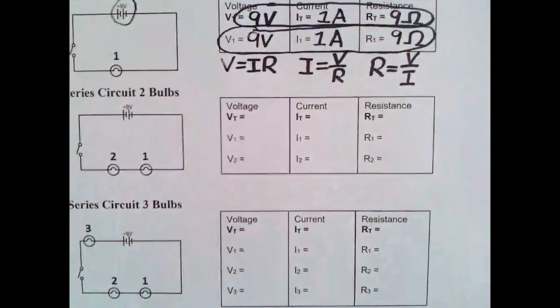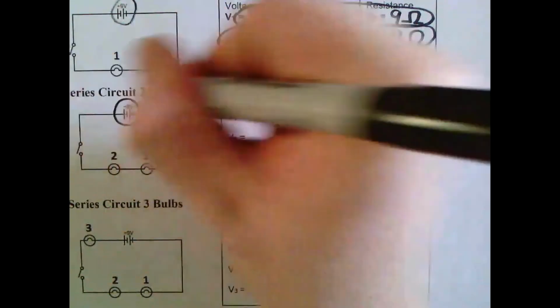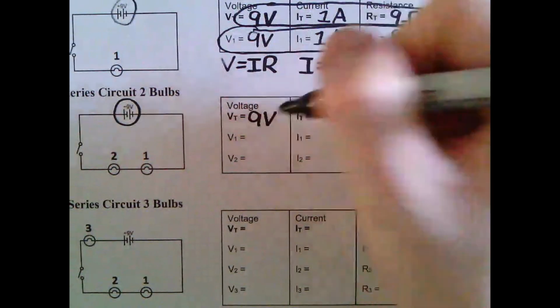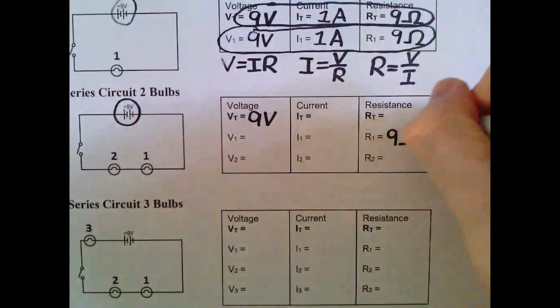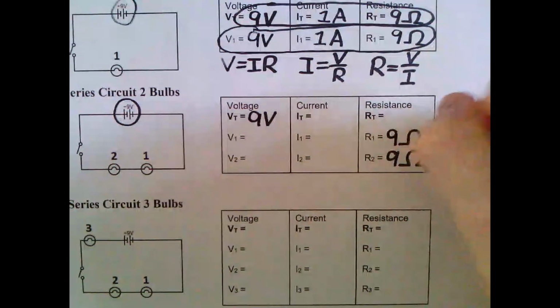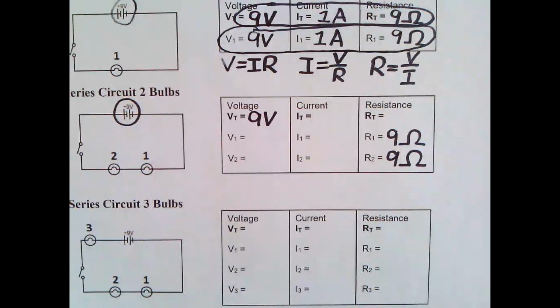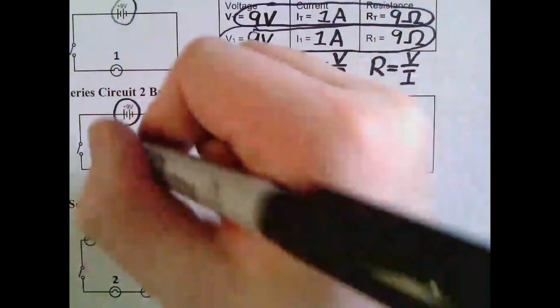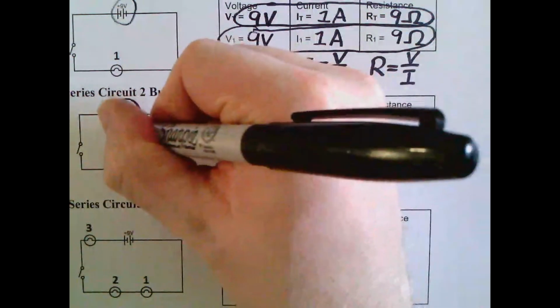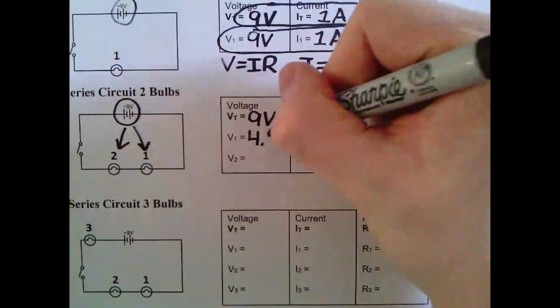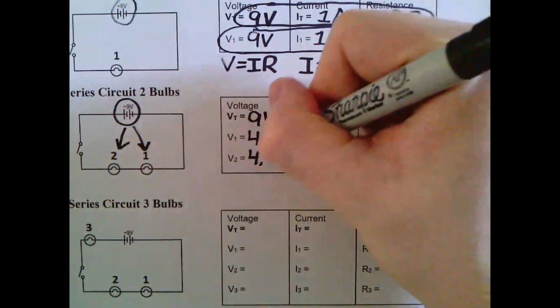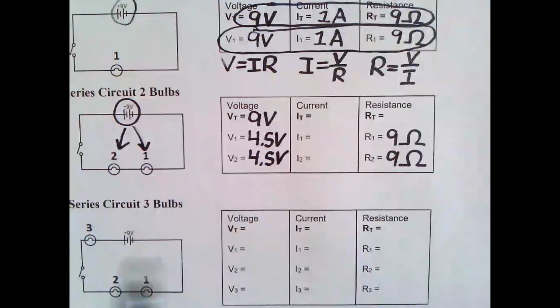Again, we see that my total voltage is 9. We've been told to assume that every light bulb has 9 ohms. What you learned in week 1 when you did this activity was that basically this 9 volts has to be split up between these other two bulbs. So if you have two bulbs, this voltage is going to have to be split up. It's split up evenly because these bulbs are identical.